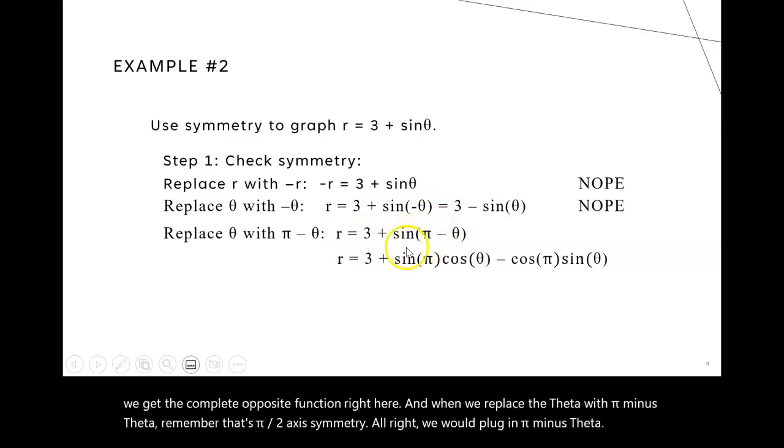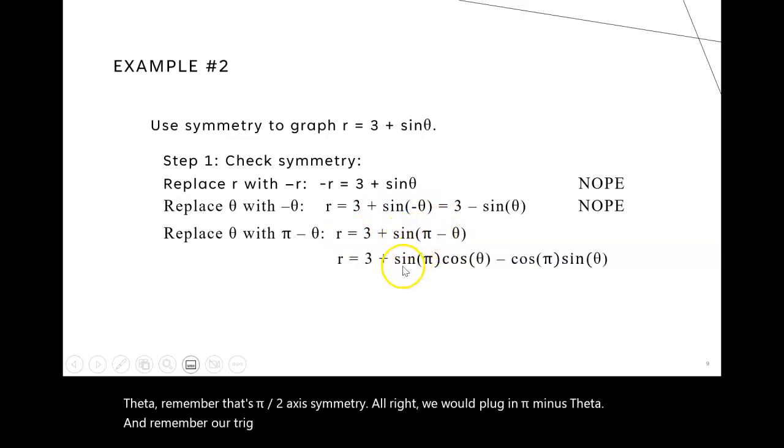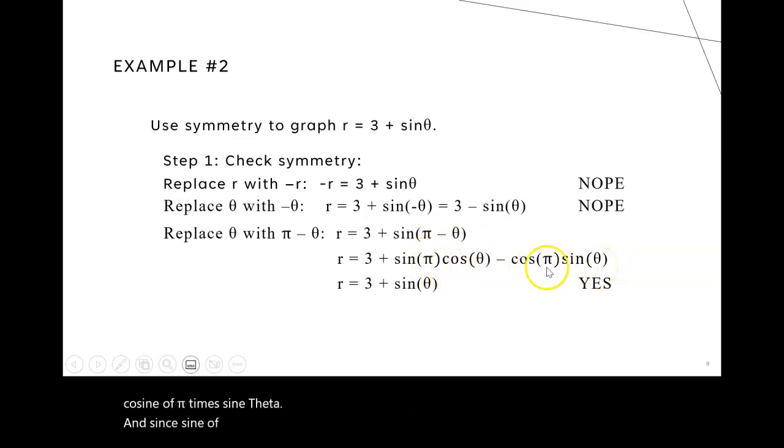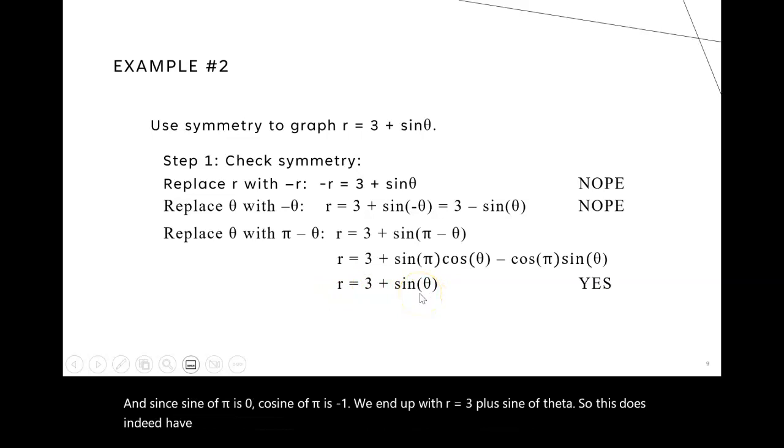And remember our trig formulas, this will split up into sine of pi times cosine theta minus cosine of pi times sine theta. Since sine of pi is 0 and cosine of pi is -1, we end up with r equals 3 plus sine of theta. So this does indeed have symmetry across pi over 2.